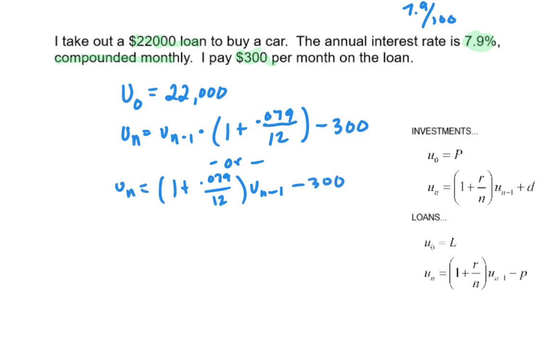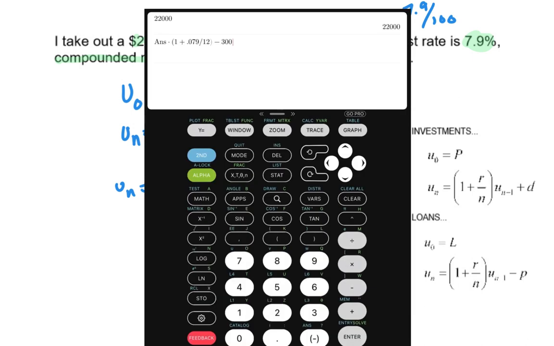Okay. Now, I wanted to just type in a couple of months of this to show you kind of what was happening. Let me do that. All right, so you can see I'm starting with my $22,000 loan. I'm going to multiply that by my 1 plus 0.079 divided by 12, because I'm paying that over the course of a year, and subtract off my payment. So take a look at this.